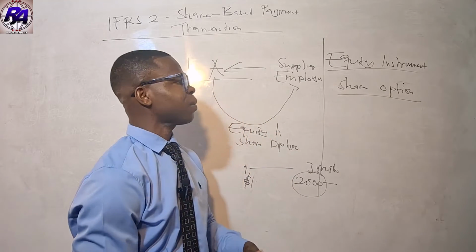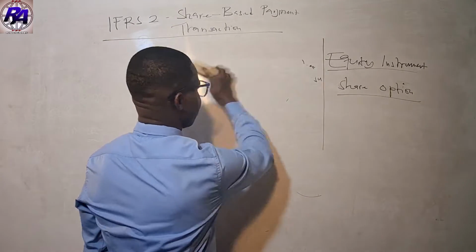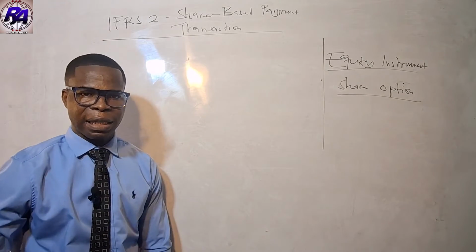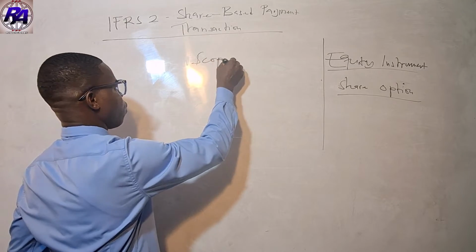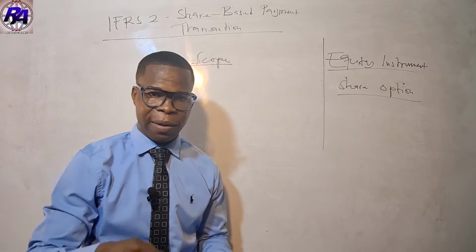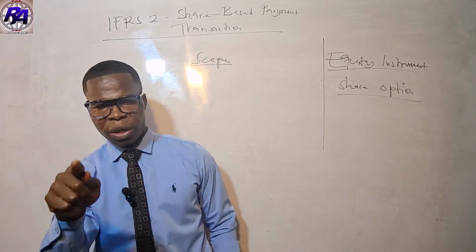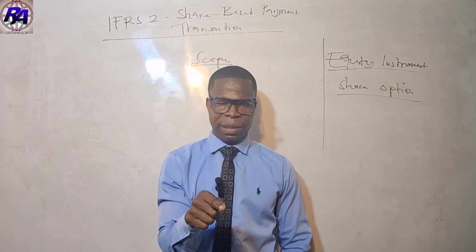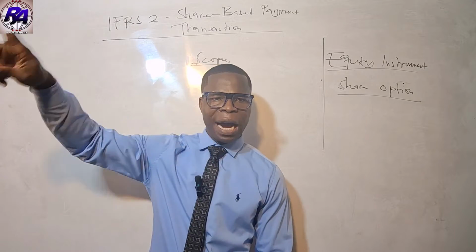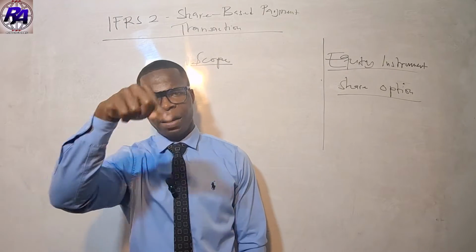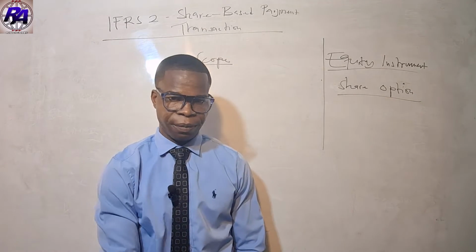Now let's look at the scope of IFRS 2. What the standard covers and what the standard does not cover. So we are looking at the scope. The standard covers all share-based payment transactions, including when a member of an entity, it can be a shareholder, will buy or receive goods and services and will require the entity to pay on its behalf. Such a transaction is governed under IFRS 2.